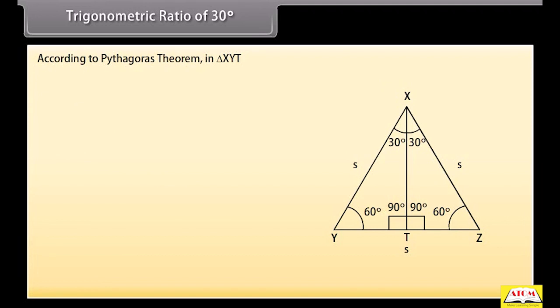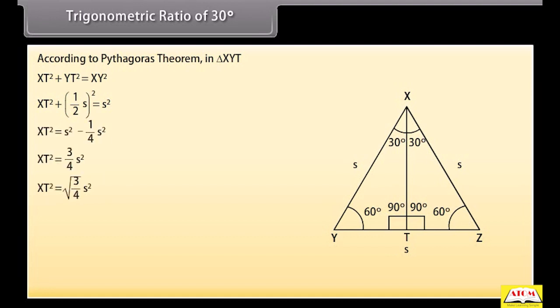According to Pythagoras' theorem, in triangle XYT, XT square plus YT square is equal to XY square. By substituting the values, we get XT square plus 1 upon 2 s whole square equals s square. Now, by calculating it, we get XT square is equal to 3 upon 4 s square, so XT is equal to square root 3 upon 2 s.